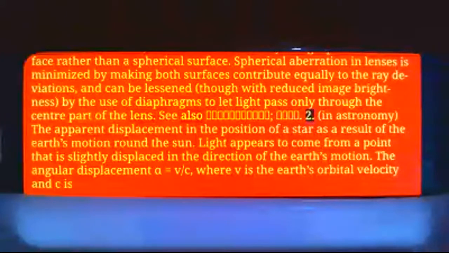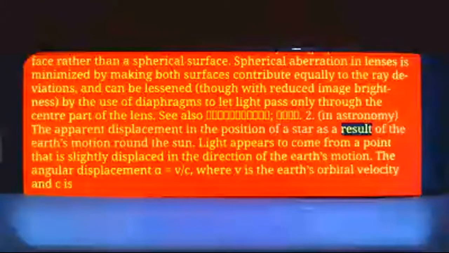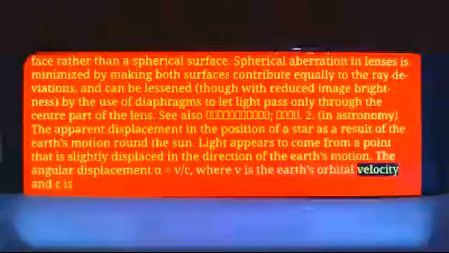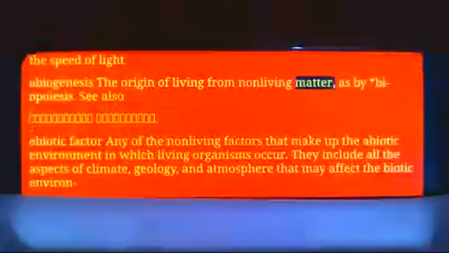See also. 2. In astronomy, the apparent displacement in the position of a star as a result of the Earth's motion round the Sun. Light appears to come from a point that is slightly displaced in the direction of Earth's motion. The angular displacement alpha equals v/c, where v is the Earth's orbital velocity and c is the speed of light. Abiogenesis, the origin of living from non-living matter, as opposed to asterisk biogenesis.